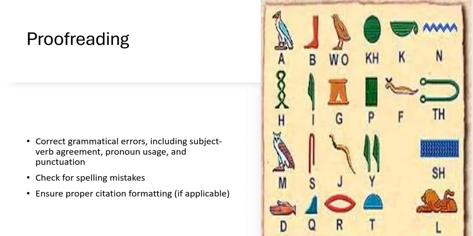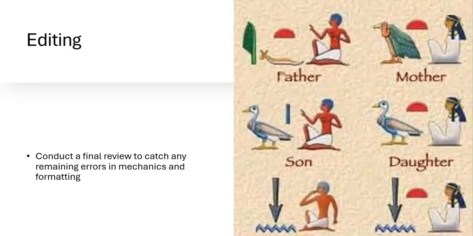Proofreading, you're going to get a little bit more in depth. You're going to correct any grammatical errors. You're going to check for spelling mistakes. And you're going to ensure that there's proper citation, the formatting if applicable. This depends on whether or not you're including source information. Last but not least is the editing. You're going to conduct a final review to catch any remaining errors in your mechanics and formatting. So the editing is that check mark that now it's time to submit it.